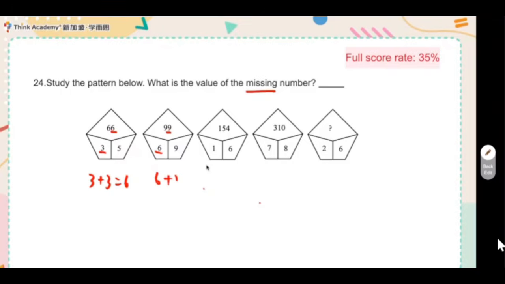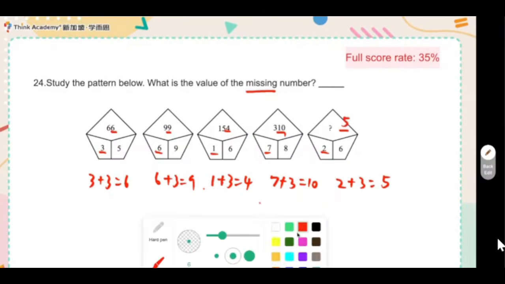6. 6 plus 3 equals 9. 1 plus 3 equals 4. And then 7 plus 3 equals 10. So as for the last one, we need to do 2 plus 3, right? It equals how many? Type in your chat box. 5. So here the answer should be 5.